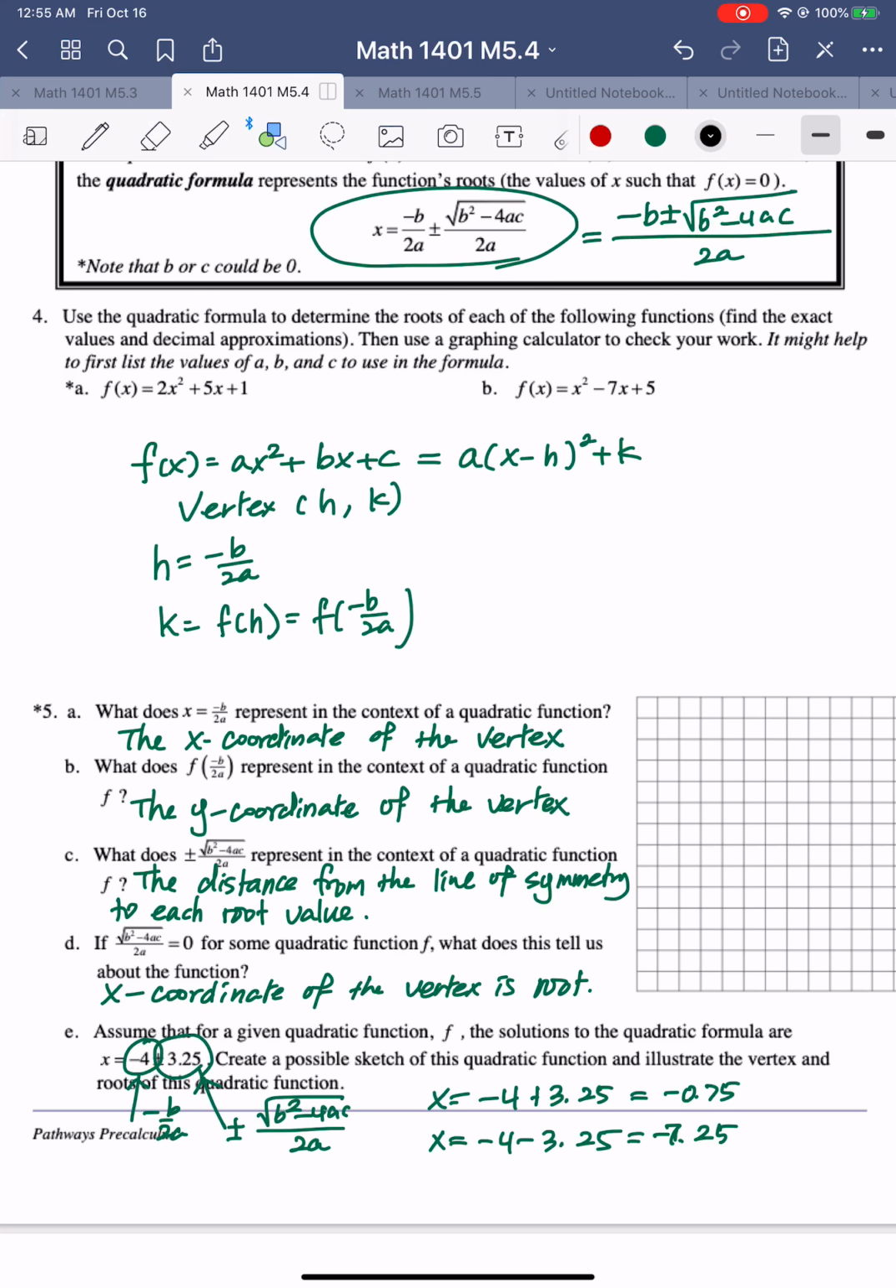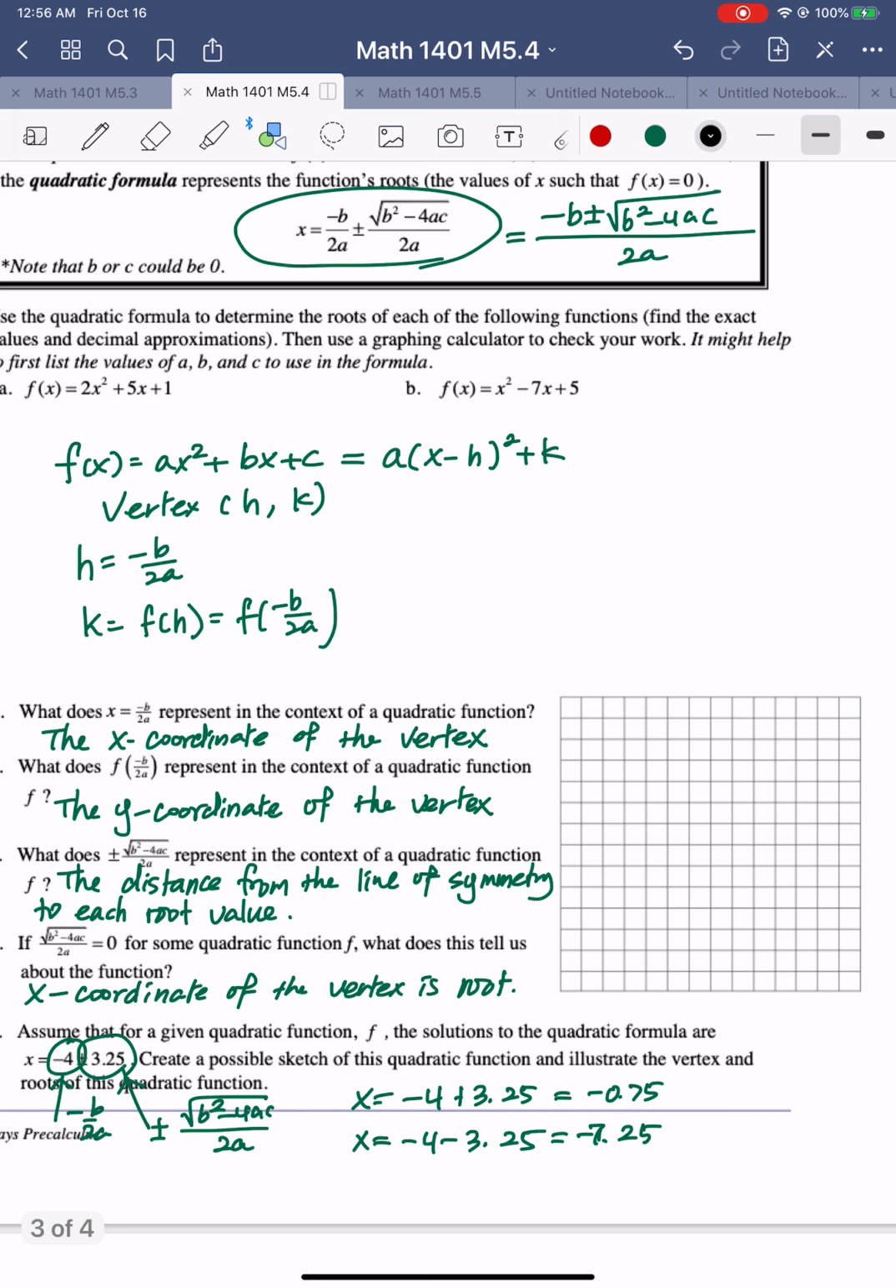If I need to graph this on the plane we have here, this is the x-axis and this is the y-axis. The negative 0.75 is about here, and negative 7.25 is about here. These are the roots. And h is negative 4, which is the same as the vertical line, negative 1, 2, 3, 4. So you get the line of symmetry equal to negative 4, which means your vertex is right on that line.